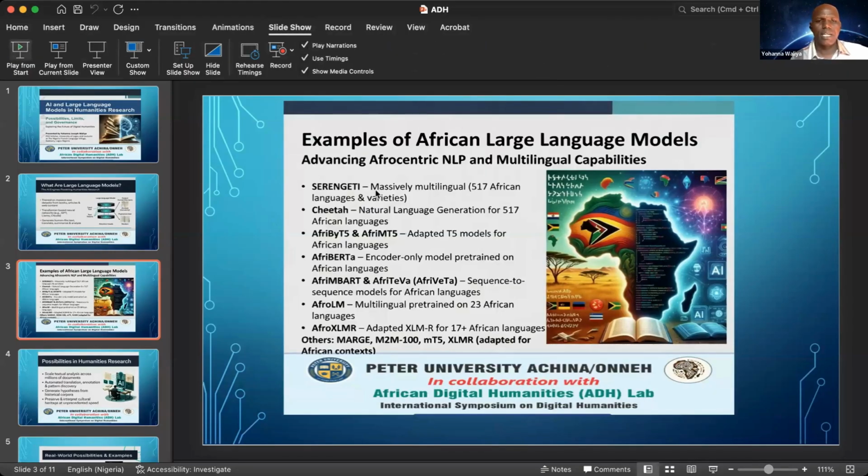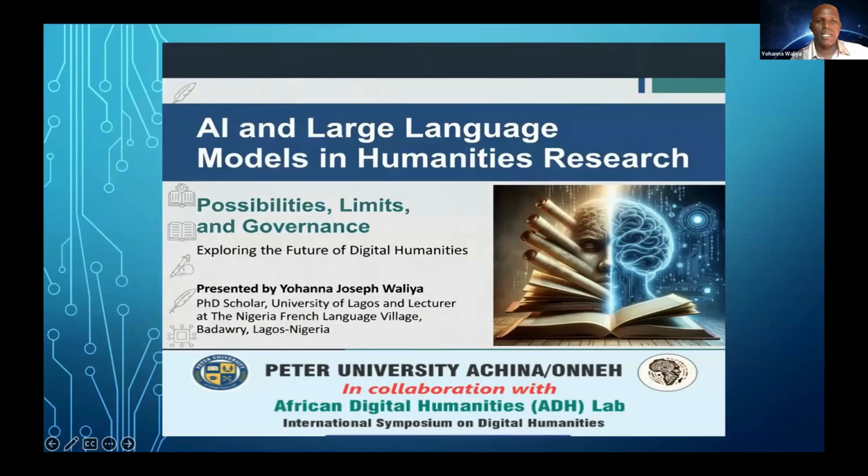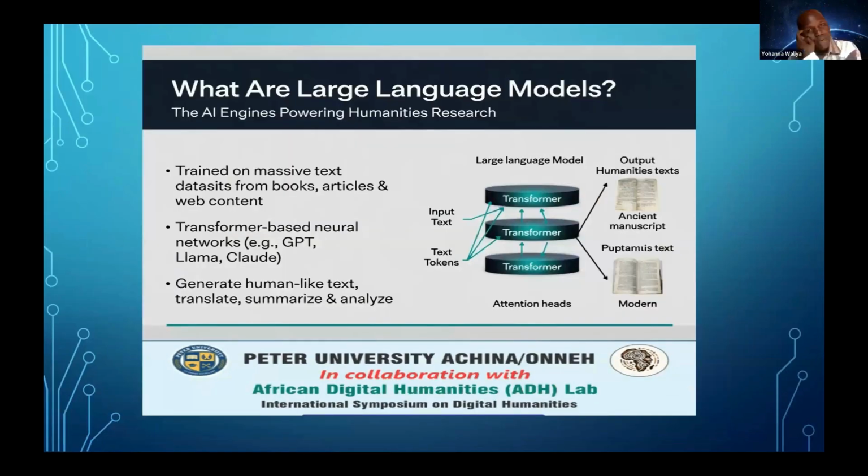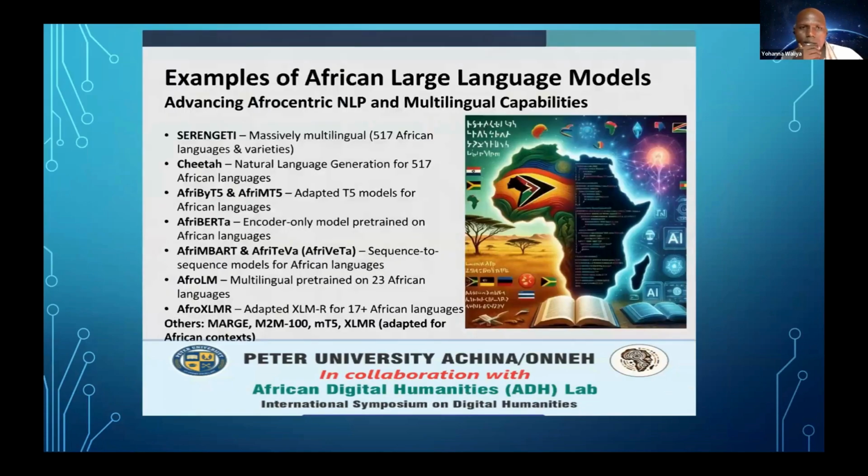Okay. We have some examples here now. Serengeti and Cheetah are also African large language models that we know. We can use African languages to query those large language models developed in the University of Alberta in Canada by one Nigerian and some Africans.